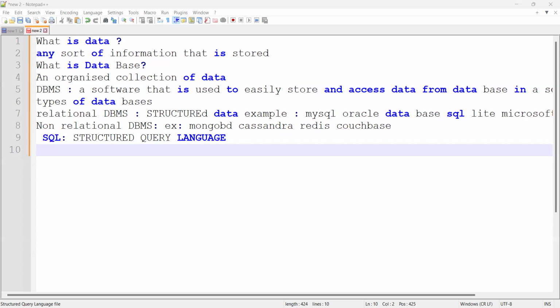So what is SQL? It is a standardized programming language which is used for managing and manipulating relational databases. That is the definition of SQL, Structured Query Language. It is widely supported by various relational database management systems like MySQL, SQL Server, Oracle Database, PostgreSQL, Microsoft SQL Server, SQLite, IBM DB2, MariaDB. These are examples of relational databases. Understand?